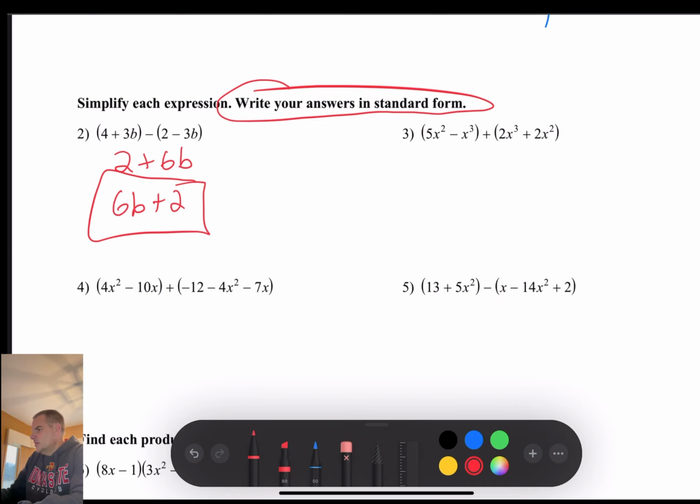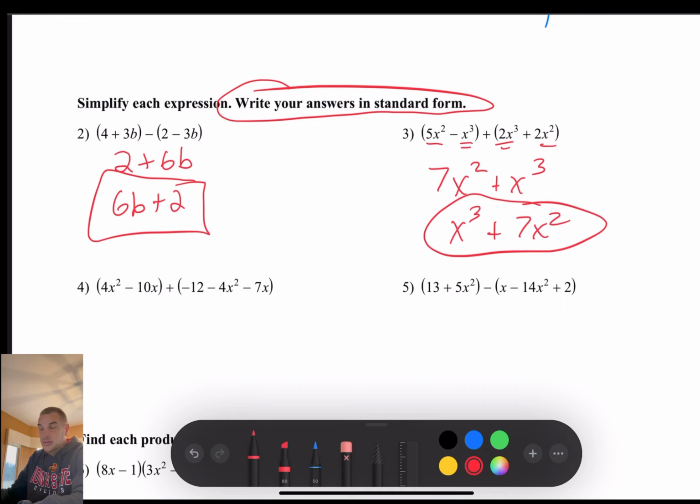Number 3, same thing. Now we're adding common terms. So that's 7x squared. Those are common. X cubed plus x cubed. And again, remember to put it in standard form. Don't do anything silly and not do standard form and cost yourself some silly questions.